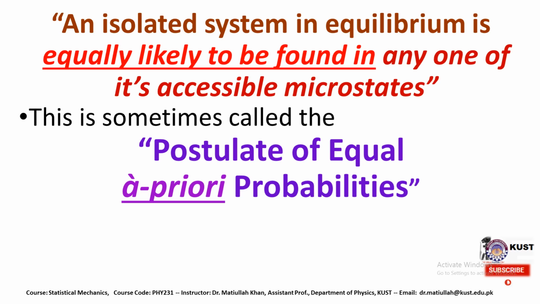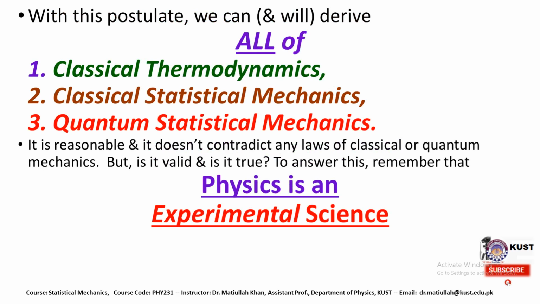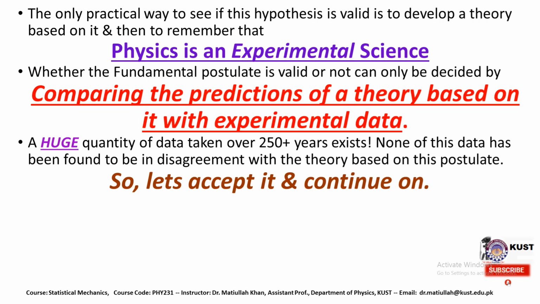Any isolated system in equilibrium is equally likely to be found in any one of its accessible microstates. Microstates are all the possible states for any particular system, and this is the postulate of equal probability. With this postulate we can understand the ideas of classical thermodynamics, classical statistical mechanics, and quantum statistical mechanics. It is reasonable and does not contradict any laws of classical or quantum mechanics. We need to remember that physics is an experimental science and is based on experiment, but along with the experiment we also develop a theoretical justification for it.